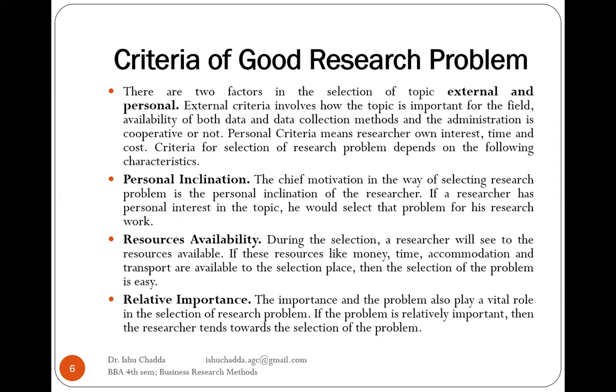There are some criteria of a good research problem. While choosing a problem, researchers may keep in mind certain criteria that would help them in finalizing a good problem. There are two main factors in selection of a topic, external and personal. The external criteria involve how important the topic is for the field, and the availability of both data and the data collection methods.